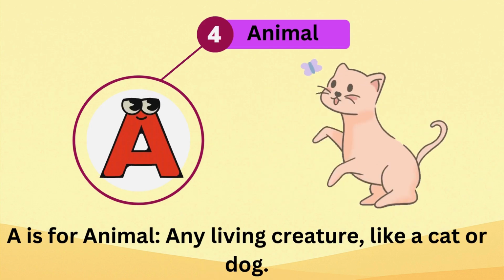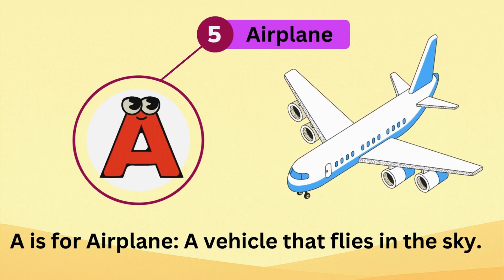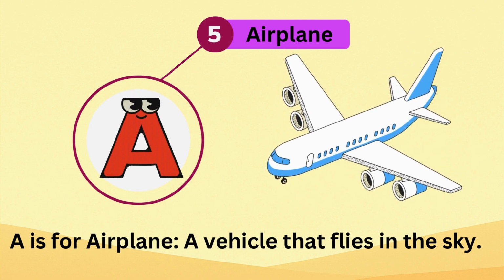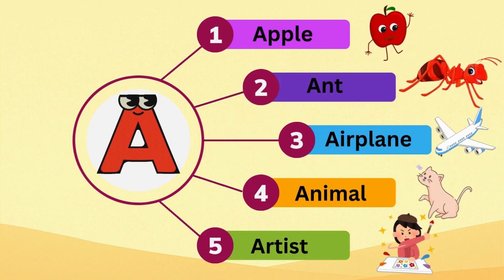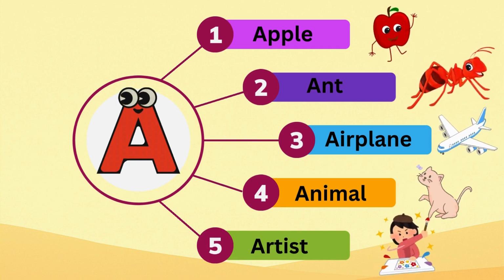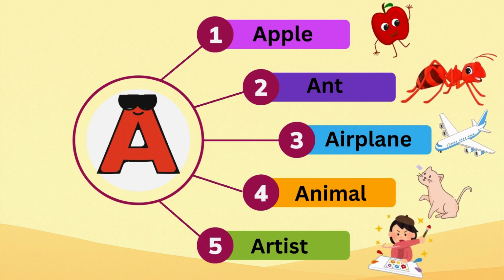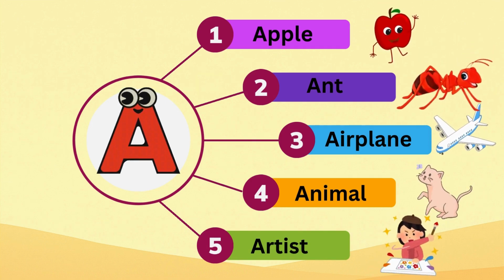A is for animal, any living creature like a cat or dog. A is for airplane, a vehicle that flies in the sky. A is for apple, ant, airplane, animal, and artist.